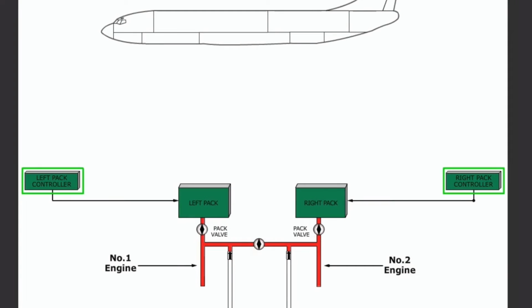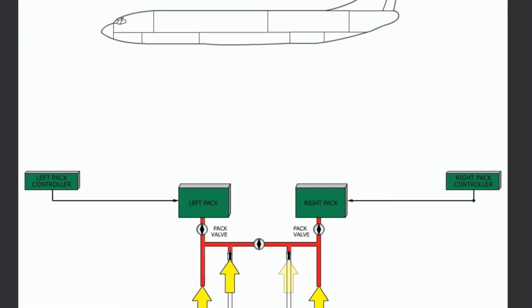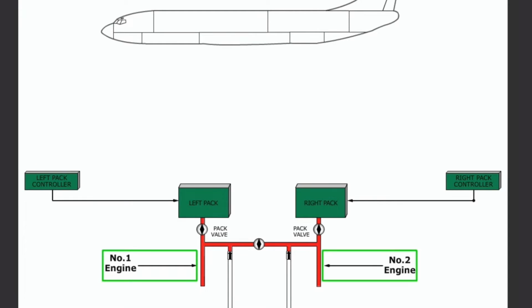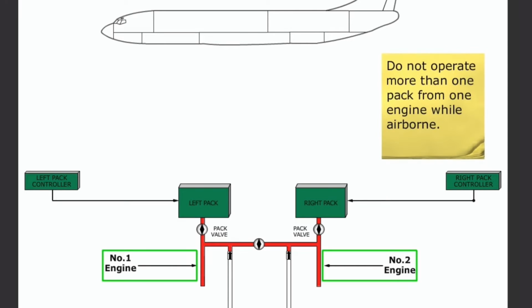The packs are controlled by two identical pack controllers, each providing primary and secondary control of the various functions. Air can be supplied to the packs from the engines, APU, or a high-pressure ground air source. Normally, the left pack uses bleed air from engine number 1, and the right pack uses bleed air from engine number 2.